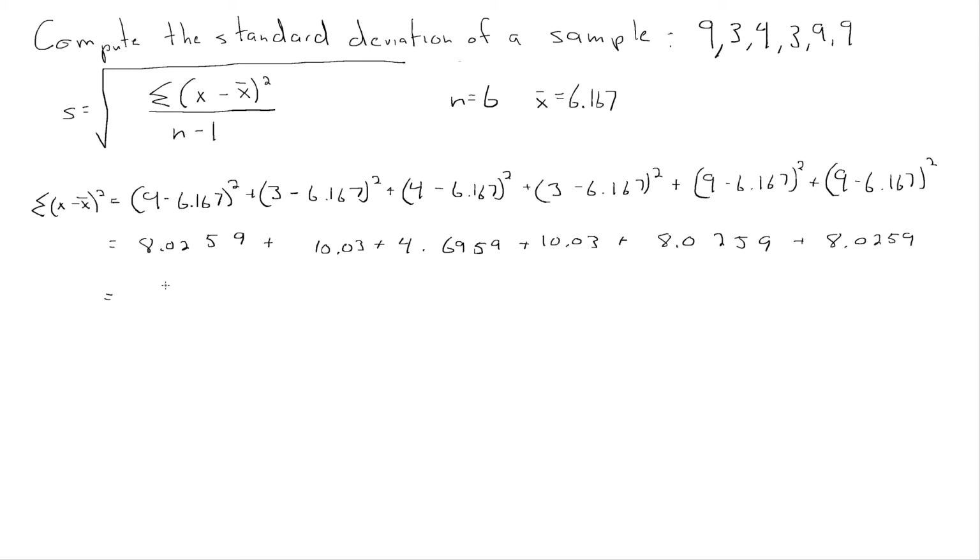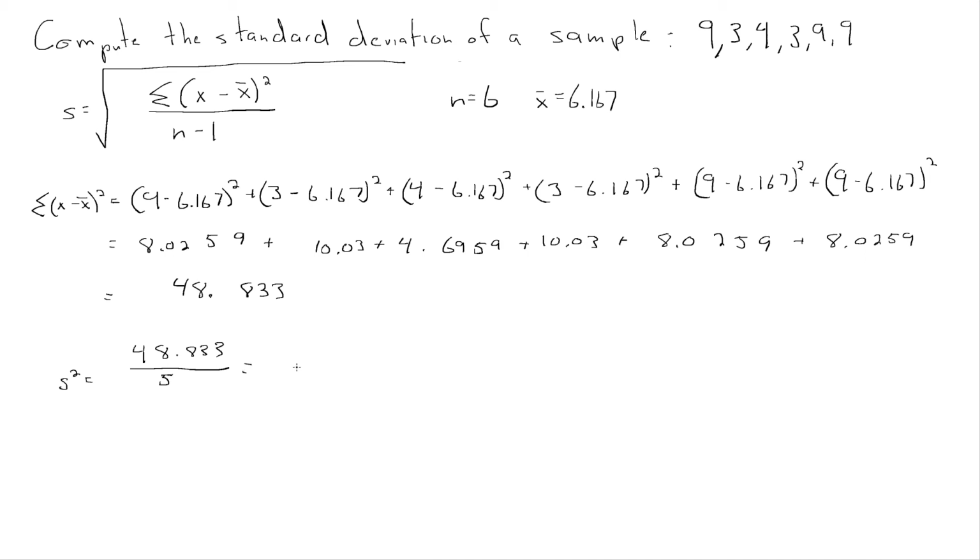Then we would go ahead and add all these up, and we'll get something like 48.833. The next step in the formula would be to divide by 1 less than our sample size. So we'll take that 48.833 and we'll divide by 5. That's 1 less than our sample size.